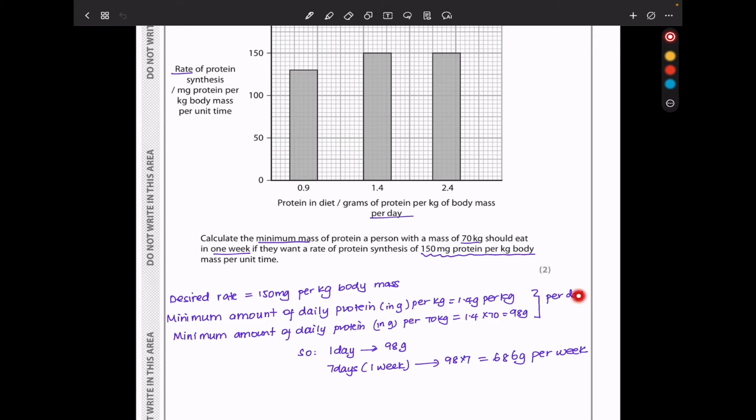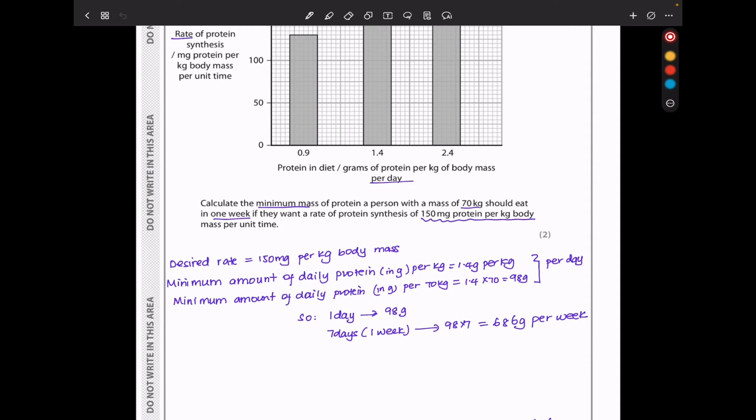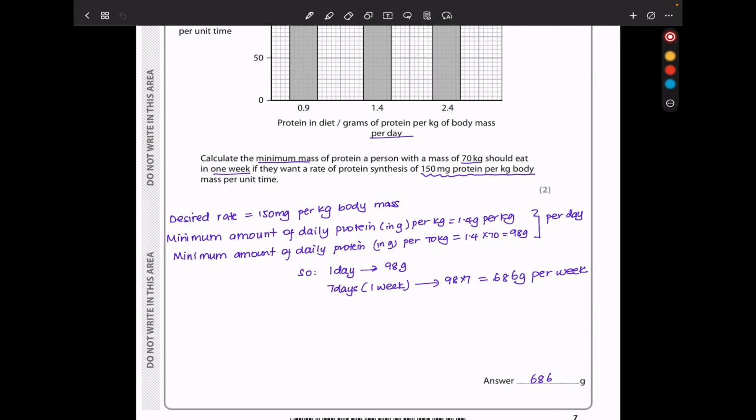But this is going to be per day. You can see it's daily protein. So to get the amount per week, we have to multiply by 7, since a week is 7 days. And I get 686 grams per week, which is going to be my answer here.